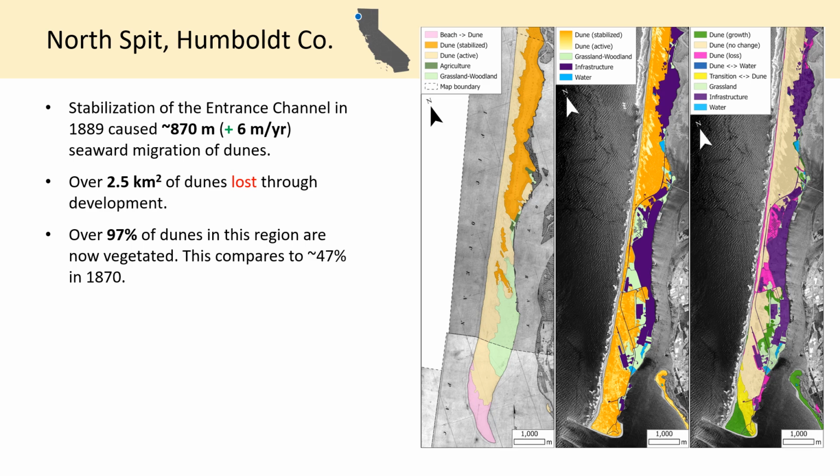So in this example, we can see that there has been an increase in dune extent towards the southern area of this region due to the stabilization of the entrance channel in 1889, causing an 870-meter seaward migration of dunes. However, there's also been significant dune loss through coastal development and urbanization.